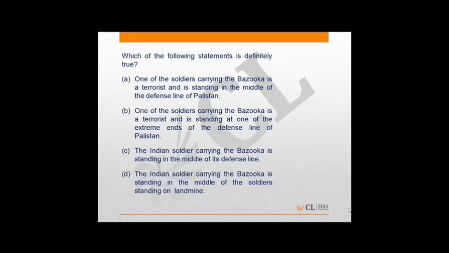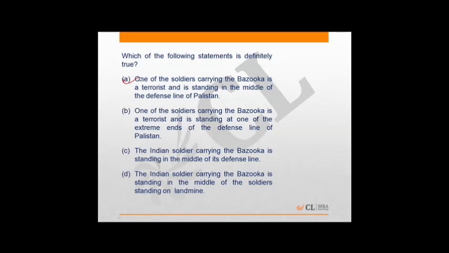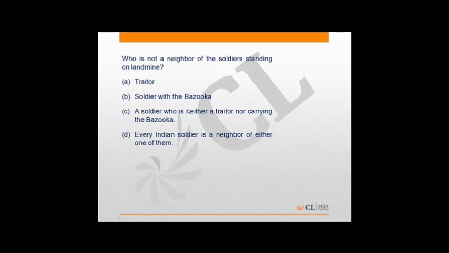Okay, first question. Which of the following statements is definitely true? Option A. One of the soldiers carrying the bazooka is a terrorist and is standing in the middle of the defense line of Palestine. Well, that is very much true. One of the soldiers who is a terrorist is also carrying the bazooka and he is in the middle of the defense line of Palestine, right? This is true. And the other three are going to be wrong.